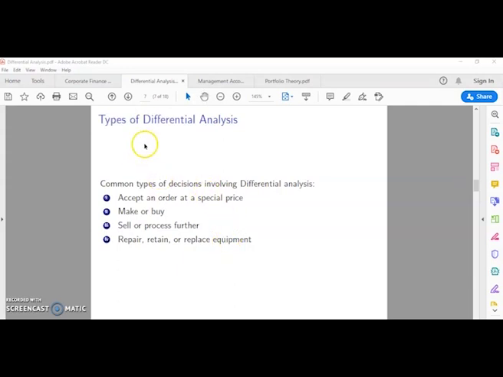Okay, so we have different types of differential analysis. The most common types of decisions which involve differential analysis can be in the case of accepting or rejecting an order at a special price. It can be make or buy. The case of a sell or process further, and repair, retain, or replace equipment. We will have an exercise for each of these items.